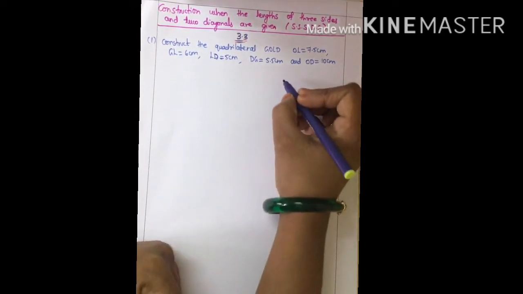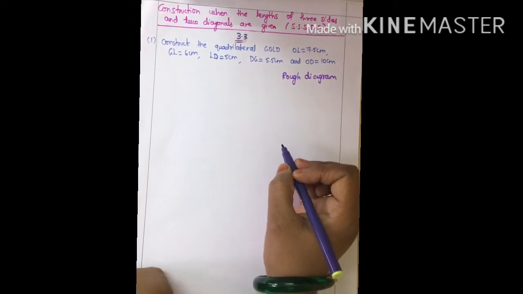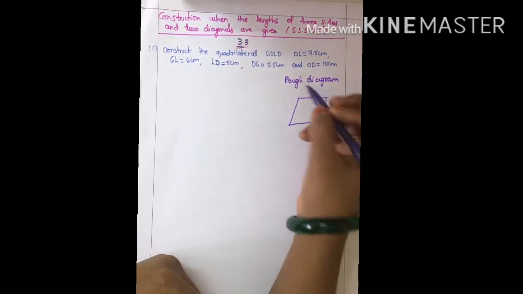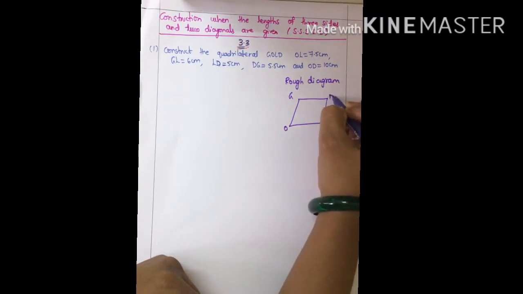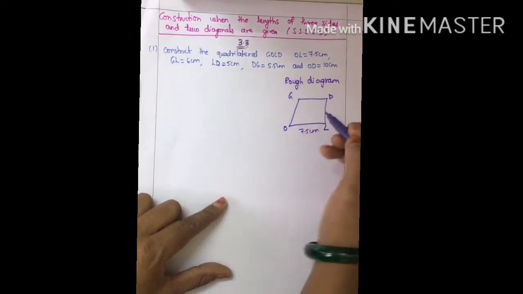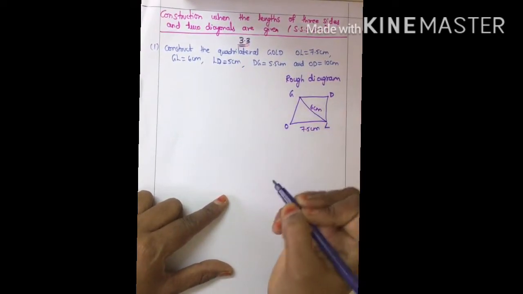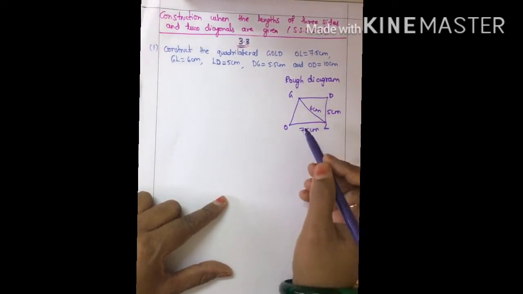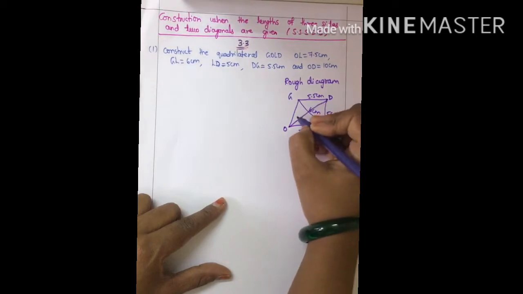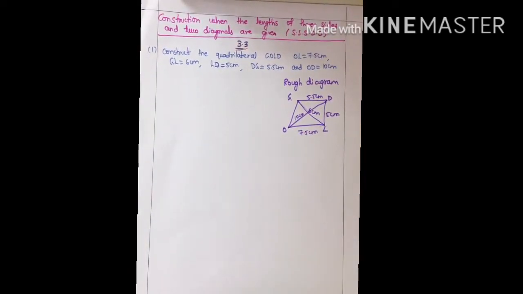Now first we are going to draw a rough diagram. So for the quadrilateral, write any shape. Now GOLD, here you can write GOLD. Now what is OL here? 7.5 centimeters. GL here is the diagonal, 6 centimeters. LD is 5 centimeters and DG 5.5 centimeters and OD is the diagonal, 10 centimeters. Here the measures of GL and OD, the 2 diagonals, are given. So we have to construct now.